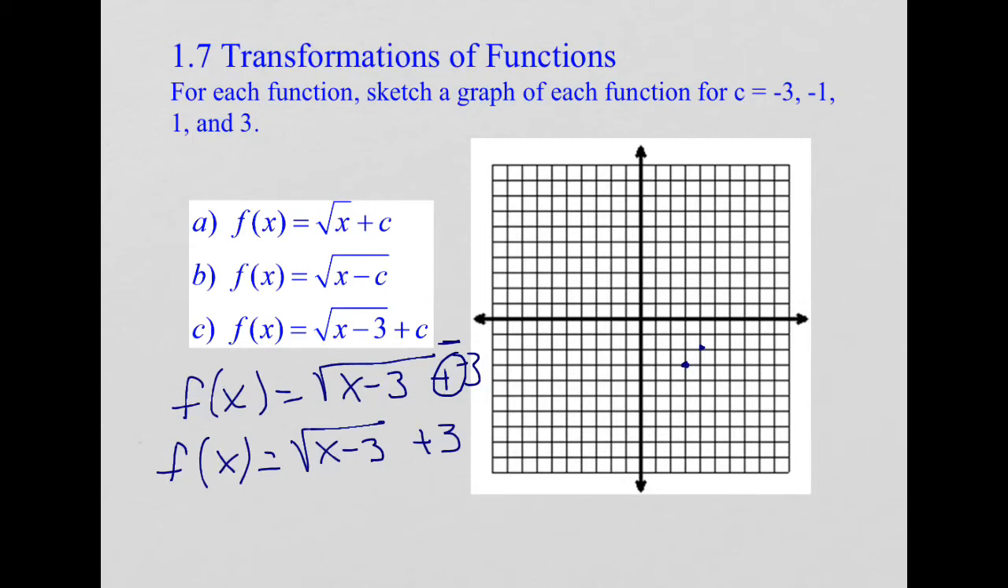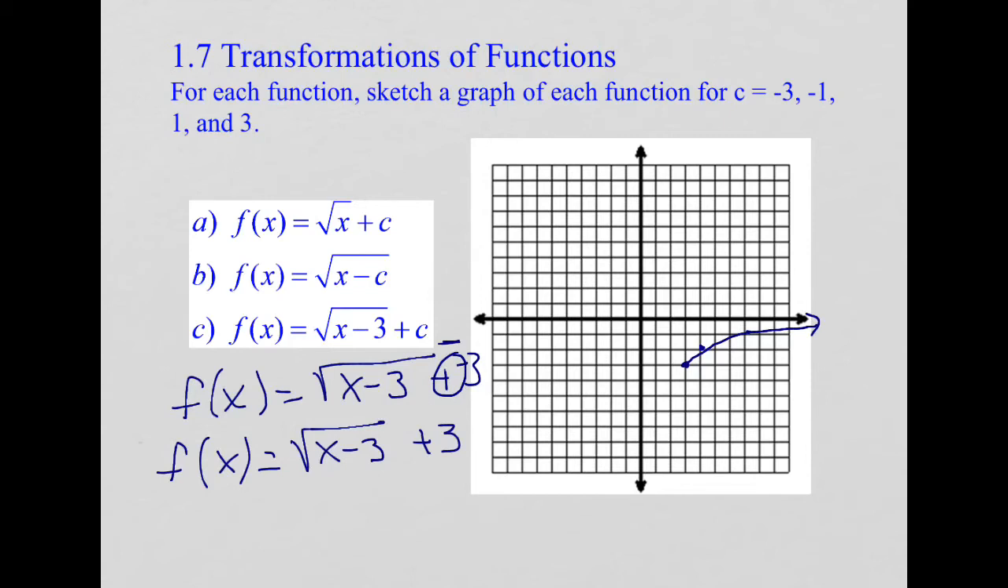Now the third point, I need what's underneath the radical to be 4. Well, that would be 7 minus 3, which gives me 4. Square root of 4 is 2. Minus 3 is negative 1. So at 7, I'm going to be at negative 1. So my square root function looks like this.